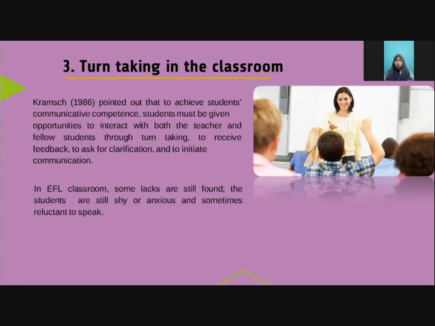That's why students must be given more opportunities to speak in the classroom, to practice their target language as much as possible. And the teacher sometimes and often initiates these situations. But the lack that we found in the EFL classroom is that students still feel shy or anxious to speak, or sometimes they are reluctant to speak.